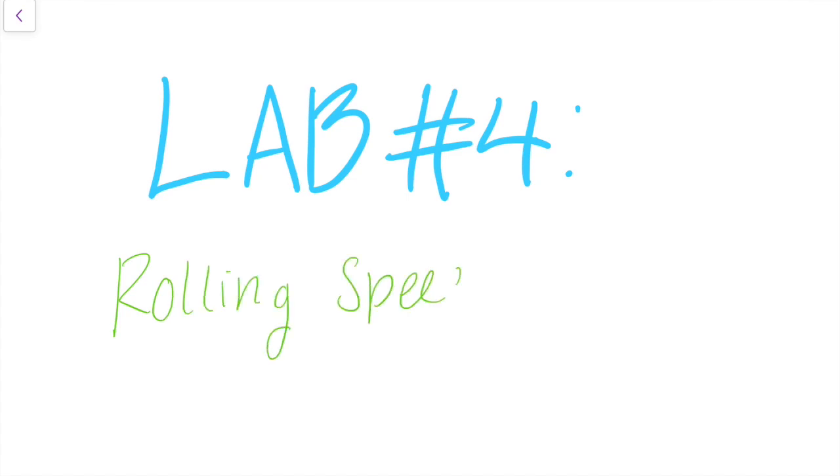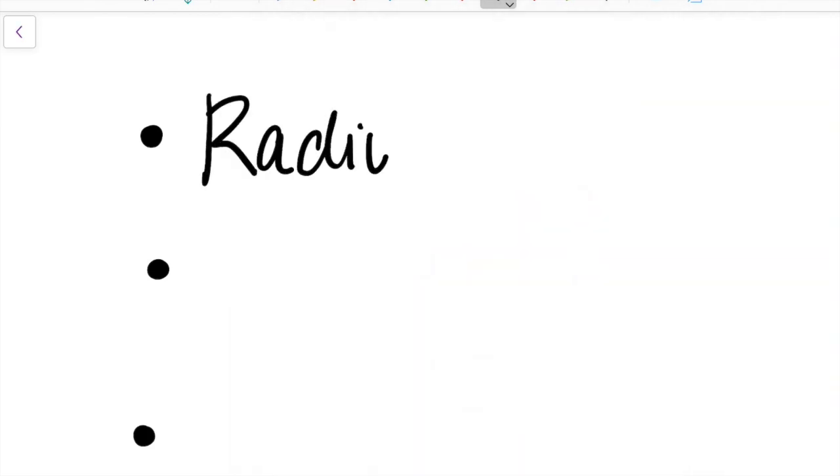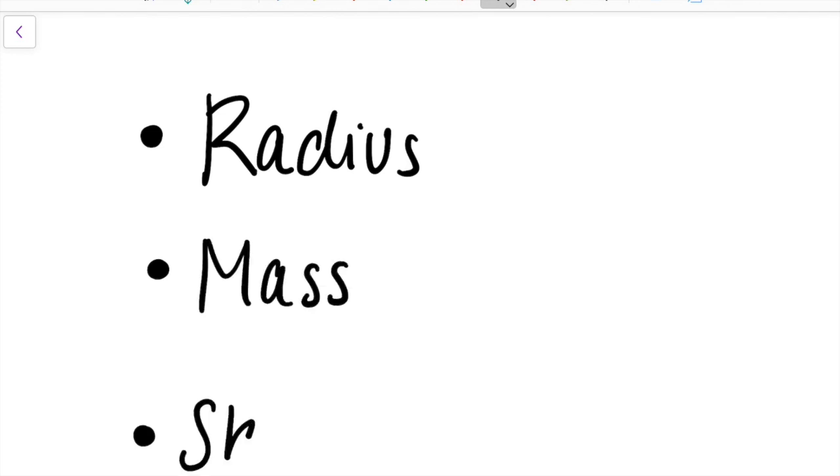Hi guys, today I'm going to be making a video regarding Demo 4.2, Objects of Different Shape Rolling Down an Inclined Plane. If you're having any trouble with this demo at all, please stay tuned. So Lab 4 is going to be evaluating 3 factors that may or may not affect your rolling speed, and that's going to be your radius, your mass, and your shape. And we're going to see how these 3 components will affect your rolling speed and see how fast the object moves down an incline.